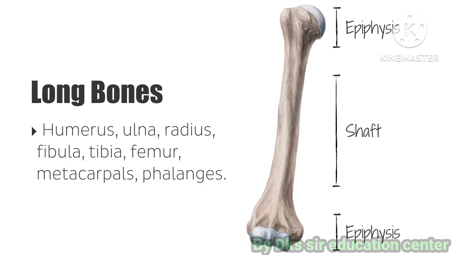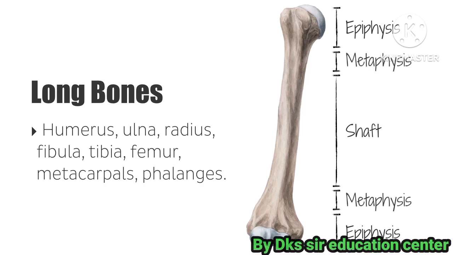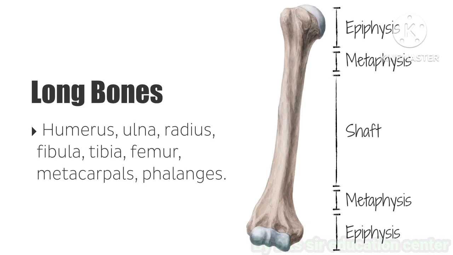The articular ends participate in the joints. The metaphysis connects the diaphysis and epiphysis at the neck of the bone and is the place of growth during development. This group of bones includes the humerus, ulna, radius, fibula, tibia, femur, metacarpals, and phalanges.